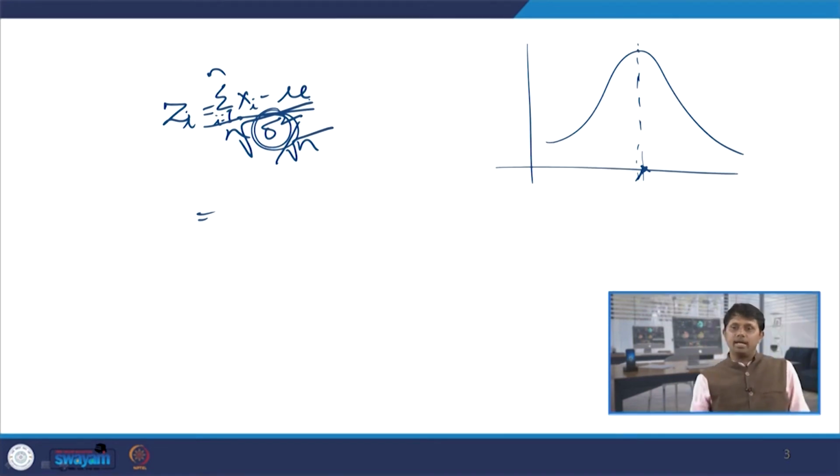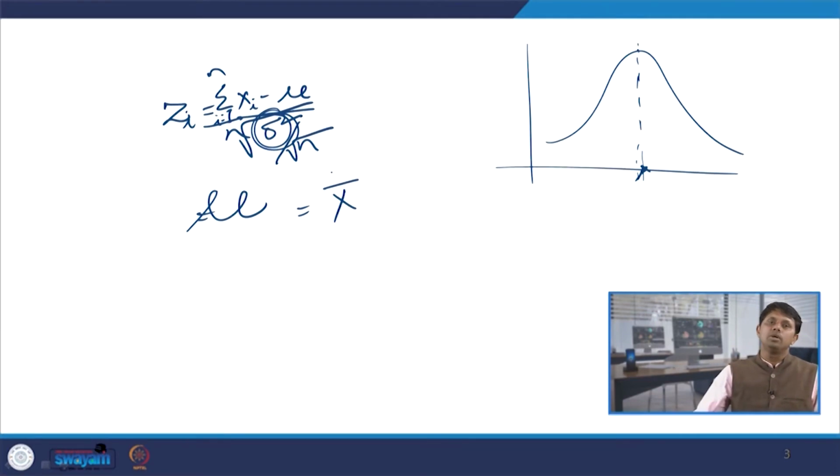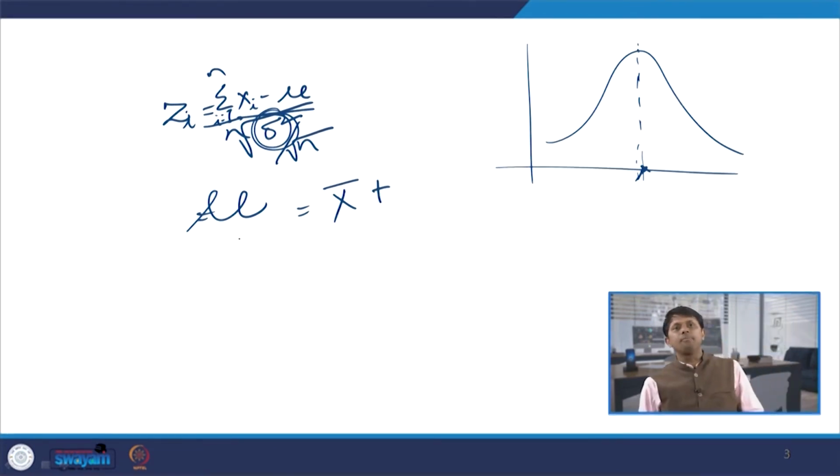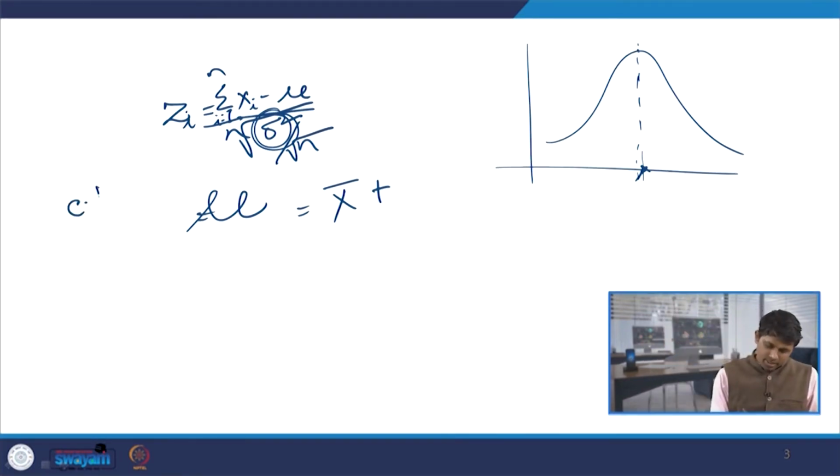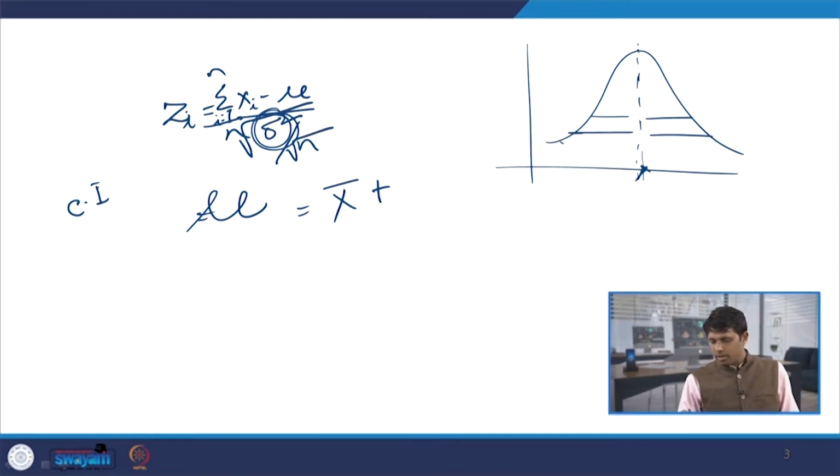Now, if I just convert the equation in terms of mu, this will be equal to x bar, because I have taken the sum of i varies from 1 to n, divided by n, into xi. So, it will be x bar plus, now if I am interested in calculating the confidence interval, CI, I have already discussed that confidence interval. These are actually the intervals from the central mean, okay.